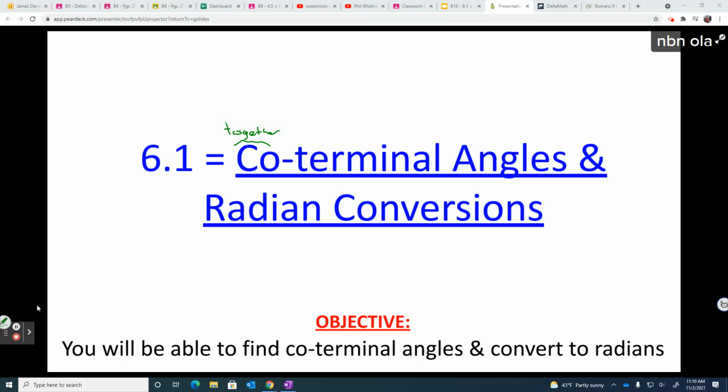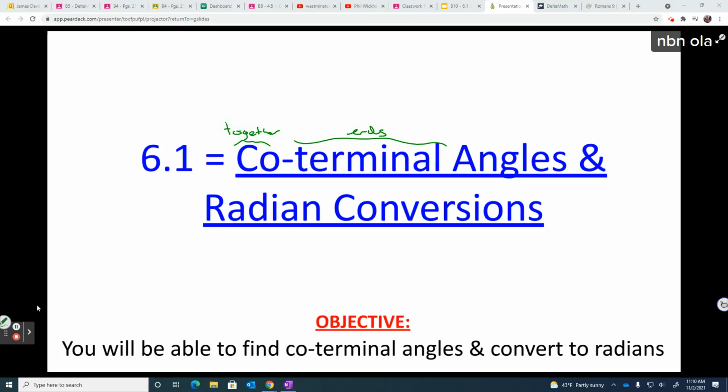And then what does terminal mean? As Trevor eloquently stated yesterday, terminus. It's the same. So it ends, right? So coterminal angles basically end together. They end at the same spot. That means coterminal angle. And then we're also going to talk about radian conversions as well.